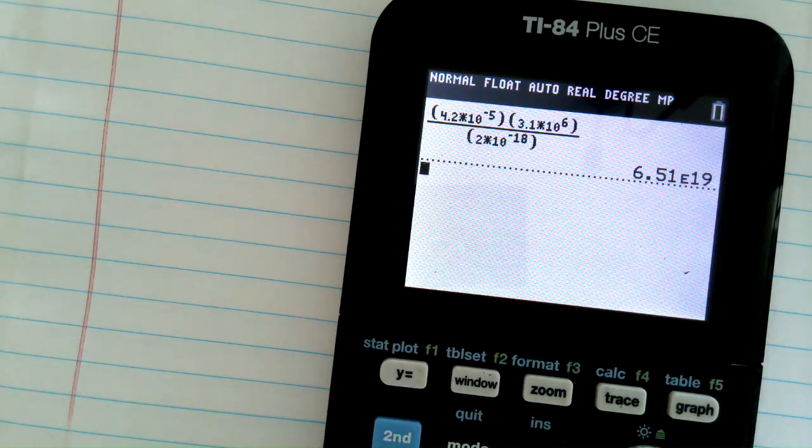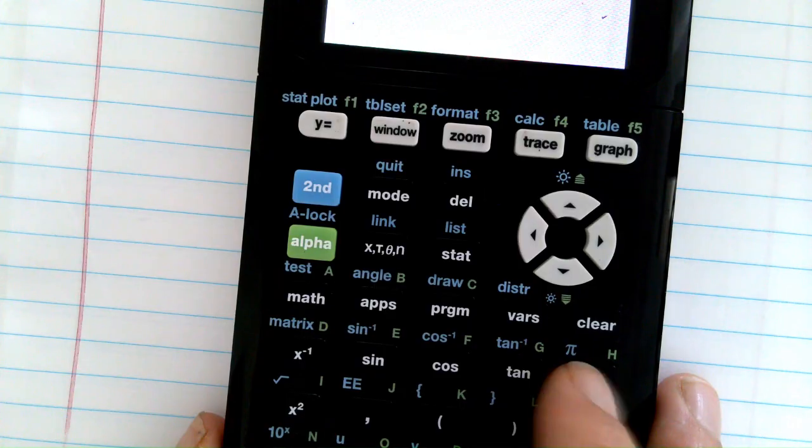There is a button if you don't like doing 10 exponent. There is a button right here, and on this calculator it's blue, so you'd have to touch the blue button to get this to pull up. It will do the same thing. It'll type 10 and let you just type in the power. I prefer to just use the caret key and type it in manually.